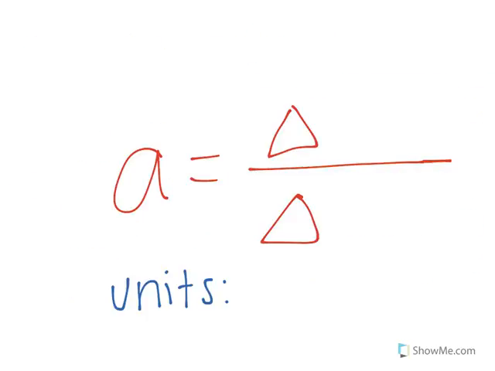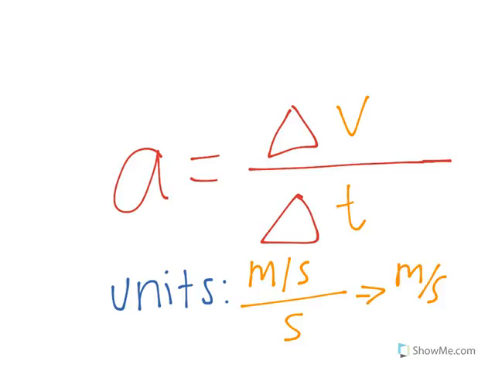Here's another quick question. Can you write out the equation for acceleration? You said that acceleration is equal to delta v over delta t. You're right. How about the units? The units of acceleration are the units of velocity, meters per second, divided by the unit of time, seconds. So we have meters per second squared.